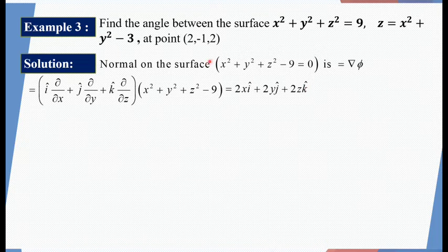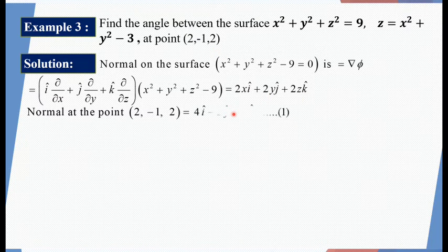And we have to find the normal at this particular point (2, -1, 2). So the normal at the point (2, -1, 2): when we put x equals 2, it is 4. When we put y equals -1, it is -2. And when we put z equals 2, it is 4. So it will be equal to 4i minus 2j plus 4k. Let this be equation number 1.